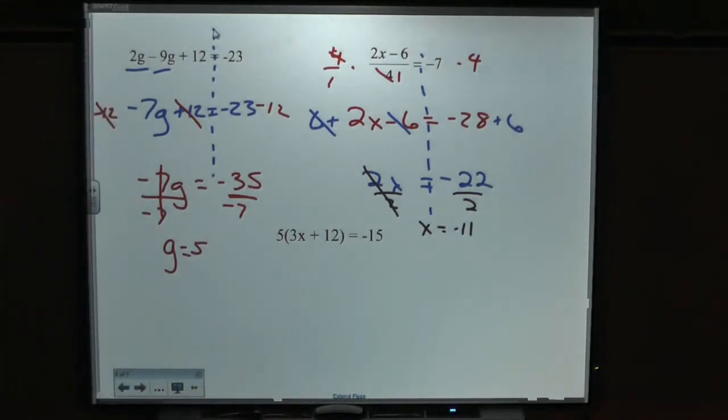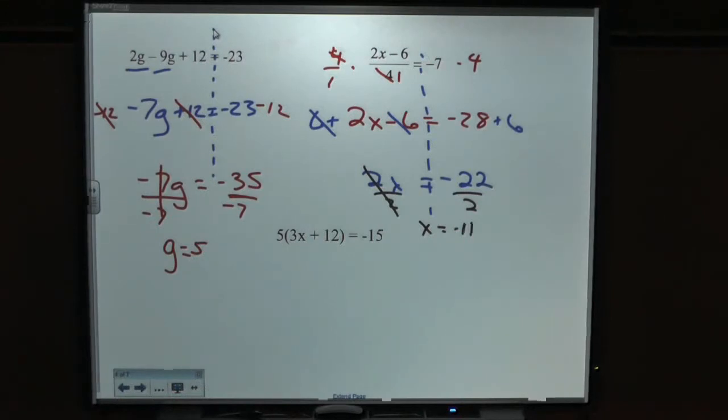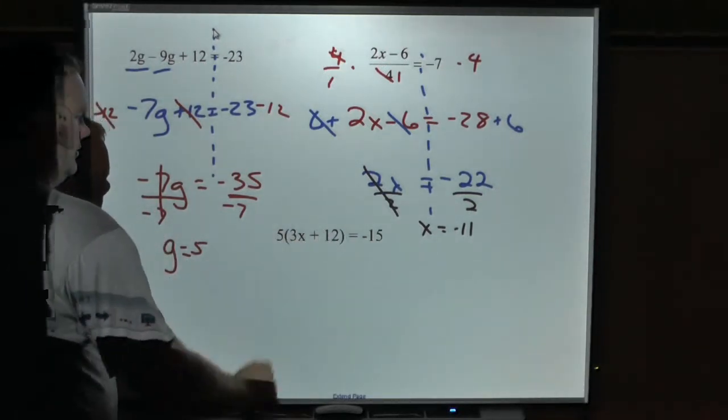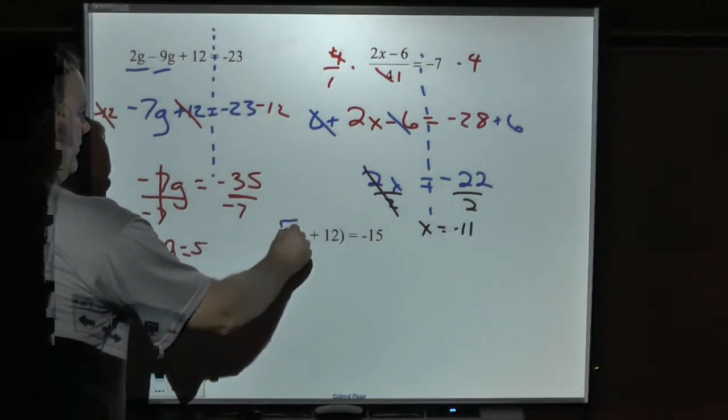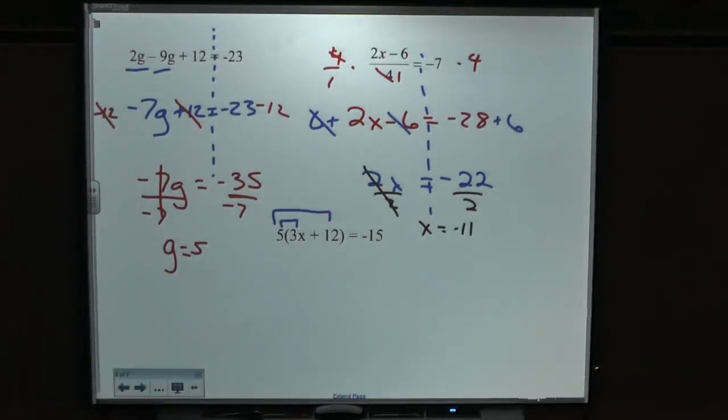Alright, so on to the next one. This is the distributive property problem. Alright, so with the distributive property, your new rule is to simplify parentheses first. That is your first rule. Simplify any parentheses. So, here, we multiply 5 times each term inside that set of parentheses.